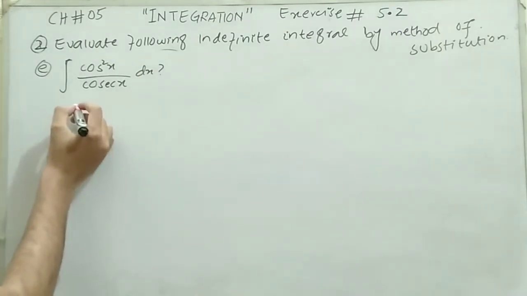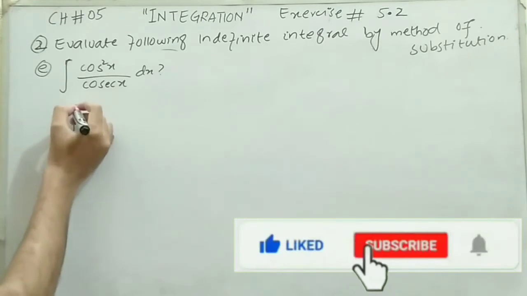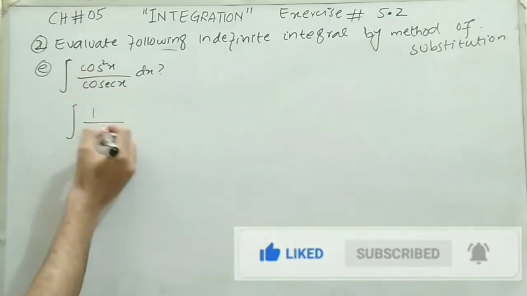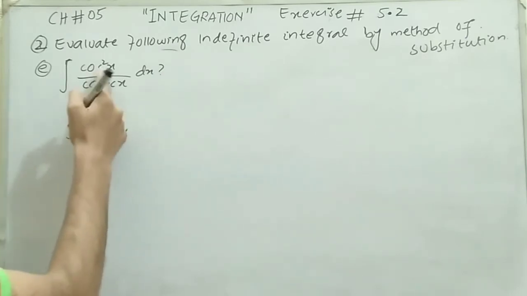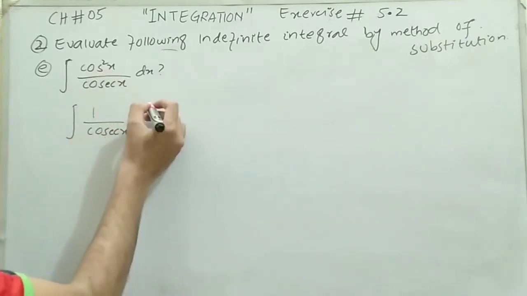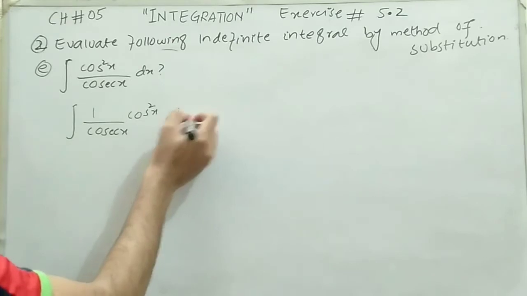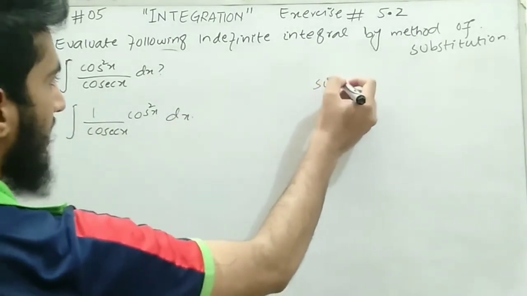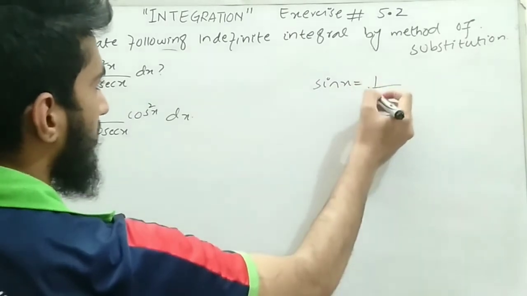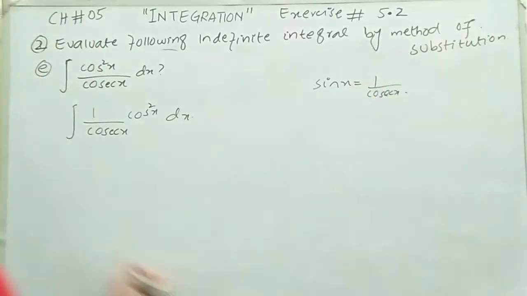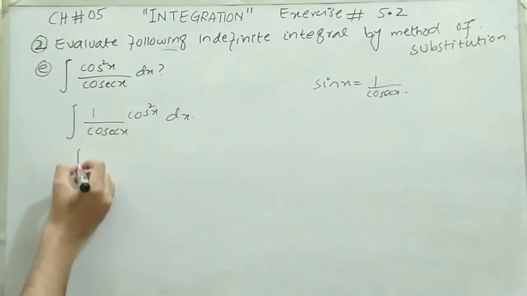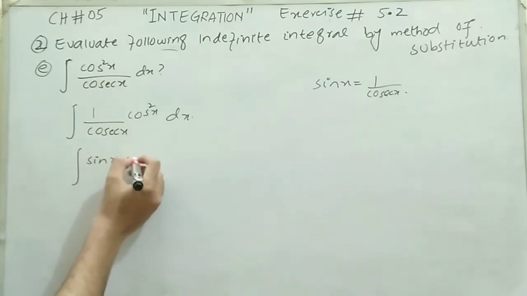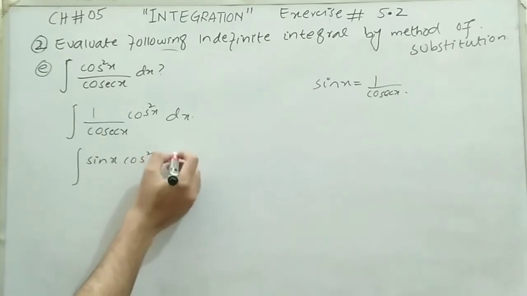So we can simplify this integral. Here we can write it as 1 over cosecant x multiplied by cos square x dx. You know that 1 over cosecant x is actually equal to sin x, because these are the reciprocals of each other. So put sin x over here. So it becomes the integral of sin x cos square x dx.